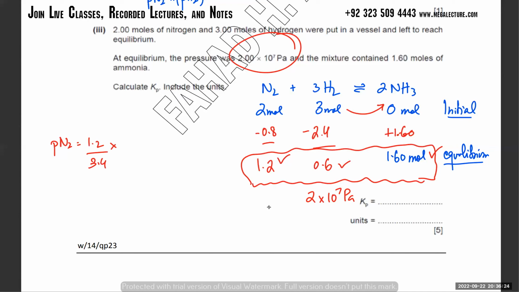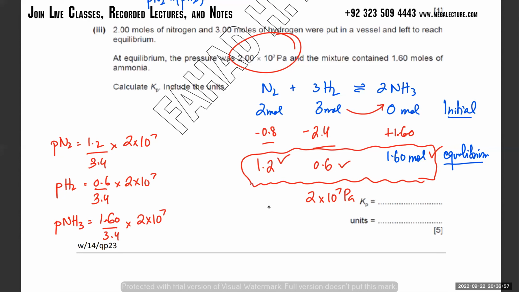Yes, sir. 3.4 times 2 times 10^7, right? And then the partial pressure due to H2, that's going to be 0.6 divided by 3.4 times 2 times 10^7. And the last one is the NH3 one, that's 1.60 divided by 3.4 times 2 times 10^7, right?